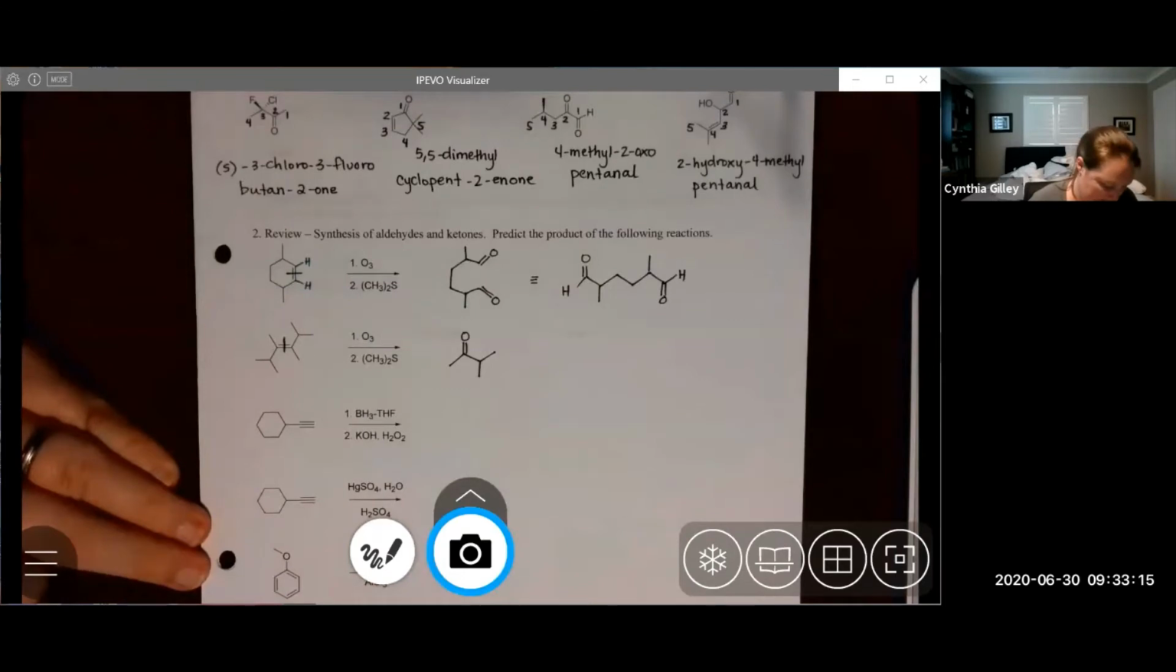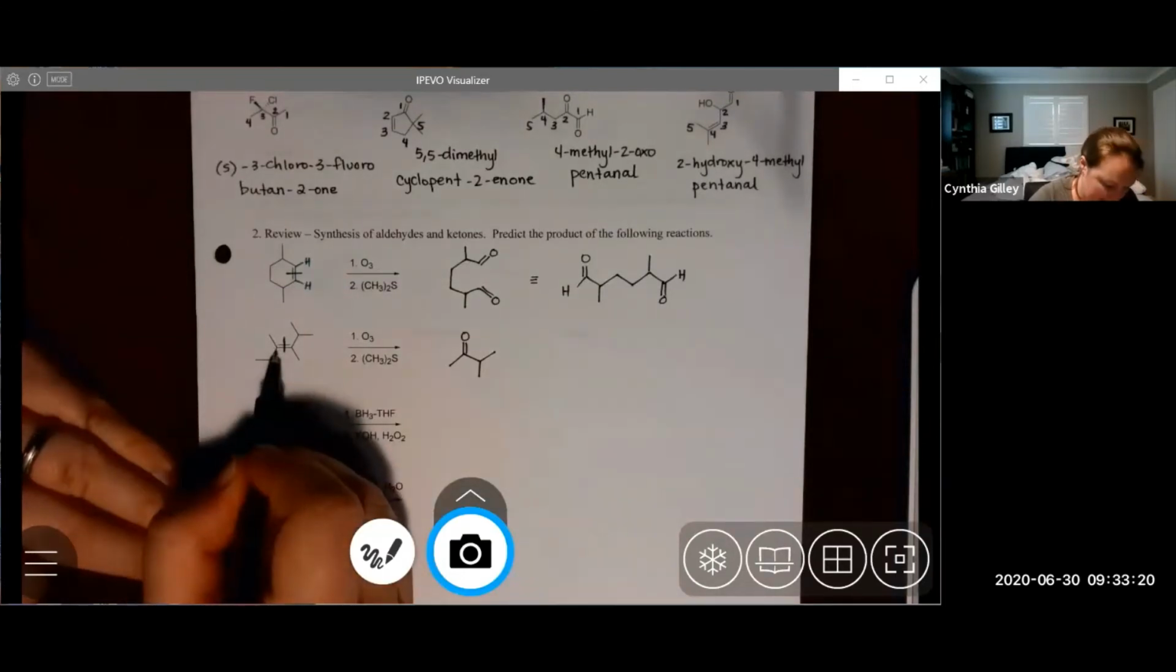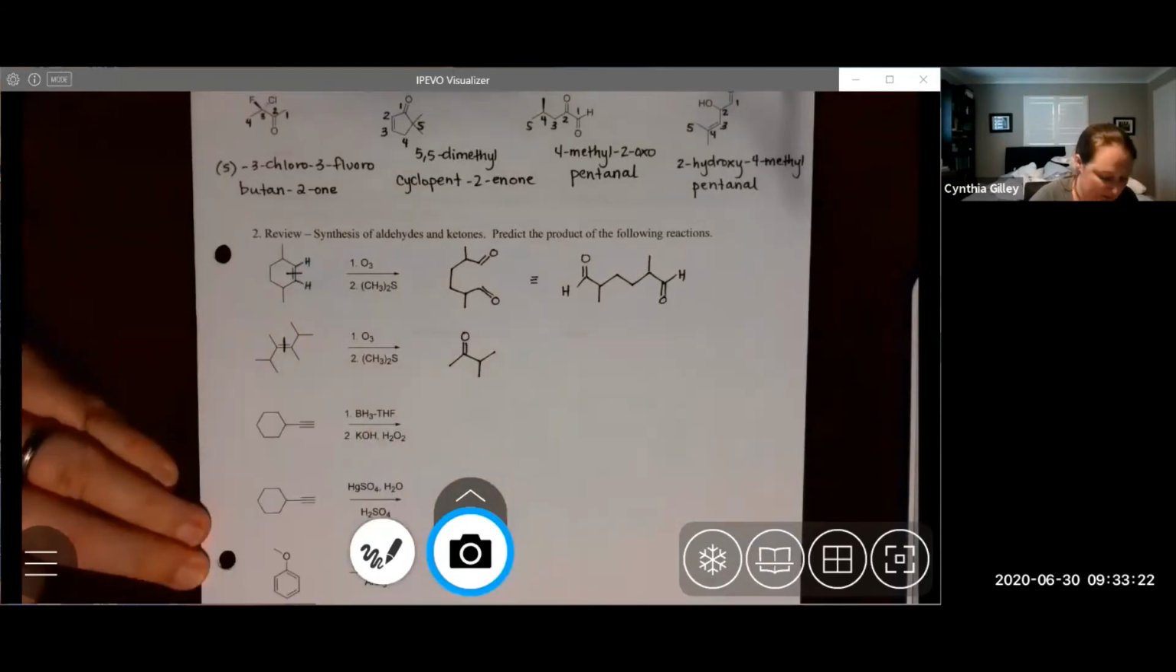So the ketone would look like this, and we can always double check. Methyl, carbonyl, CH with 2 methyls. You get 2 of these, but I really don't see the point of drawing that twice.